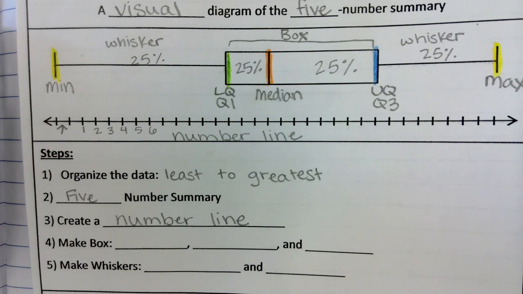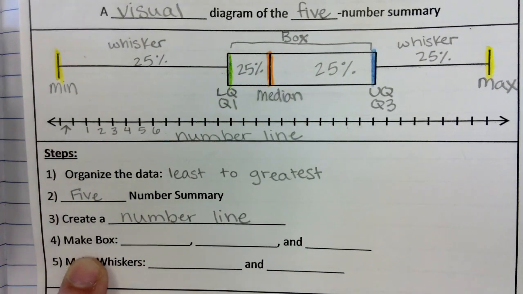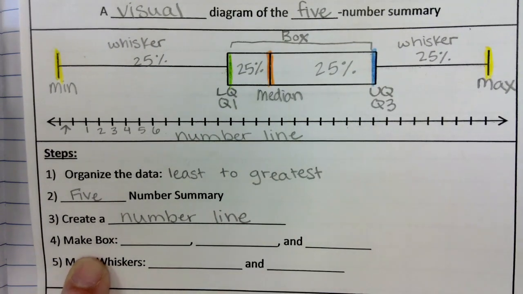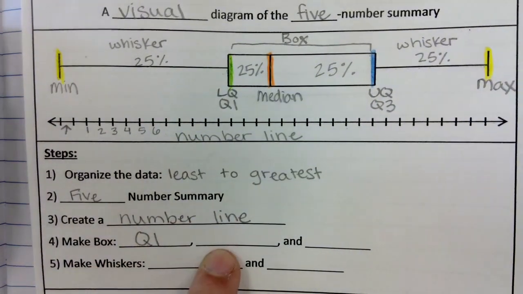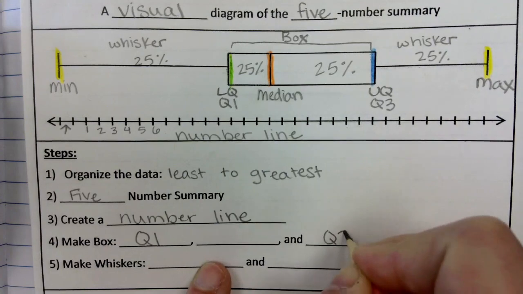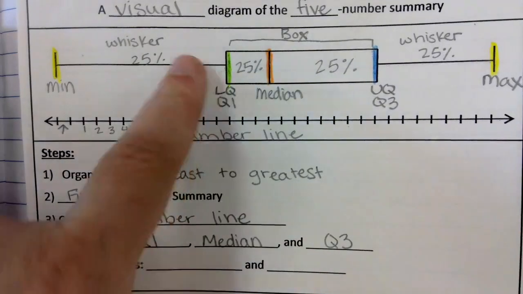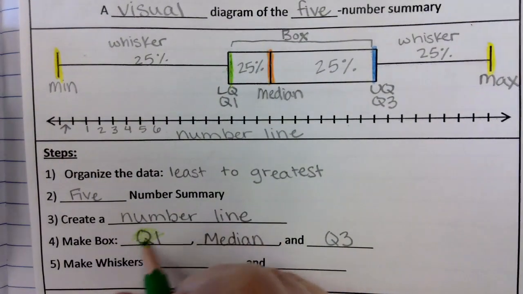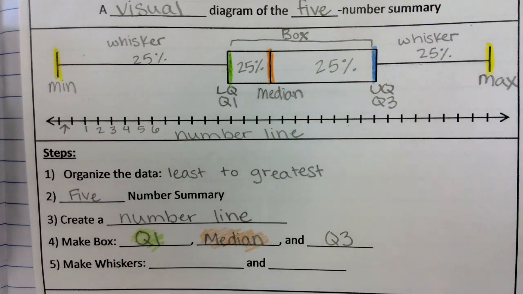All right, then we're going to make our box. And remember, our box is made out of which parts? Our lower quartile, or quartile 1. Our quartile what? 3. And our median. Okay, if you want to color code that with our work, you can. So quartile 1, our median, and our quartile 3. And then we'll create that box.